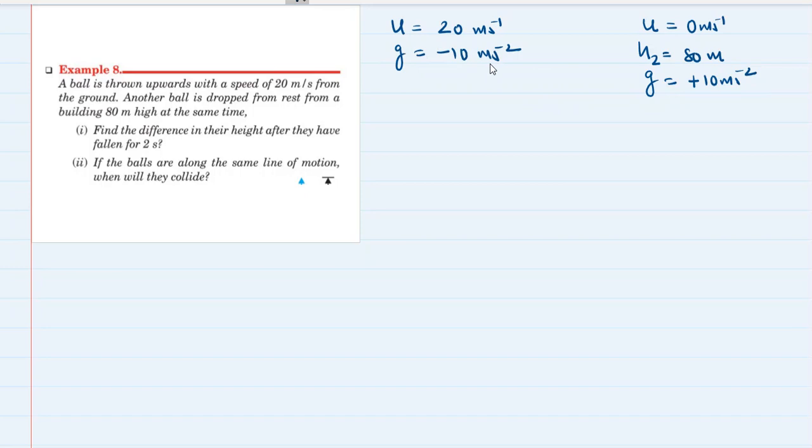Find the difference in their heights after they have fallen for 2 seconds. Fallen or traveled for 2 seconds. So one ball is thrown upward and another is dropped down. So after 2 seconds, we have to find the difference in their heights. Okay. See here, in both the places, we have to take time as 2 seconds. And in both the places, we have to find the height, the distance which is covered, basically.